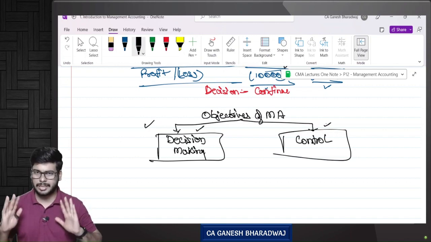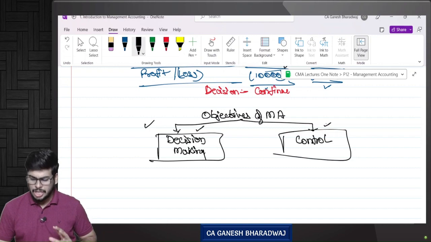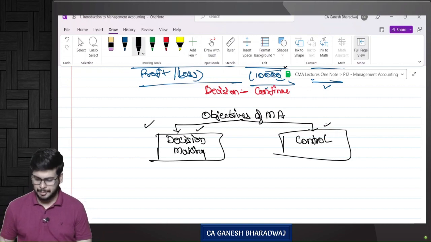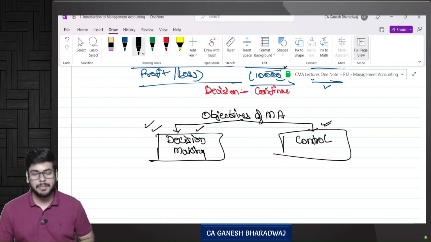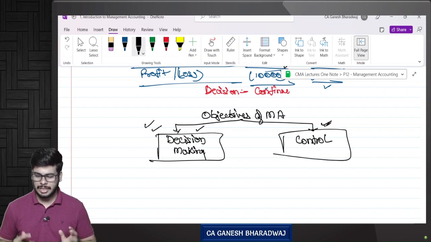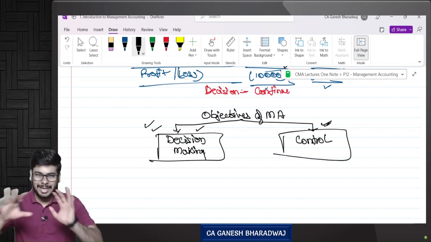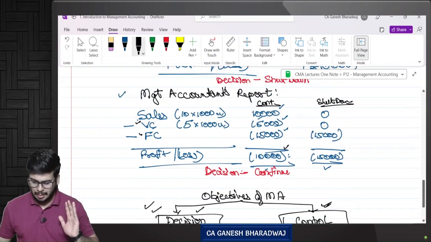Broadly, to that extent, it's relevant, and that is enough right now. So the objectives of this chapter are two: decision making and control. Are you clear with this? So technically speaking, that's about the introduction.